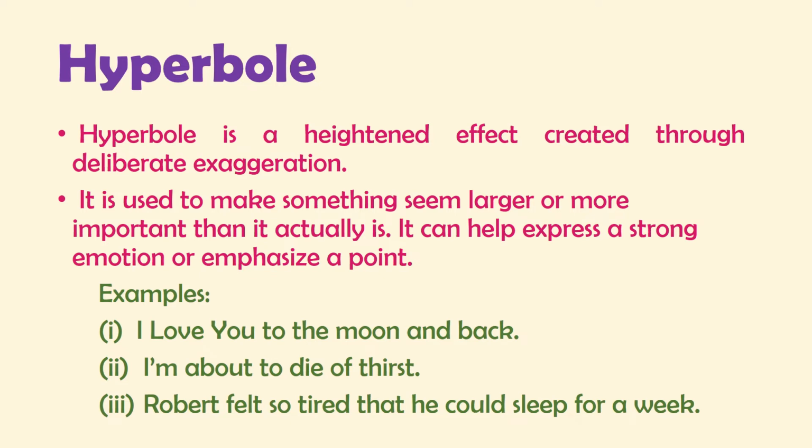Hyperbole. Hyperbole is a heightened effect created through deliberate exaggeration. It is used to make something seem larger or more important than it actually is. It can help express a strong emotion or emphasize a point. Examples: I love you to the moon and back. I'm about to die of thirst. Robert felt so tired that he could sleep for a week.